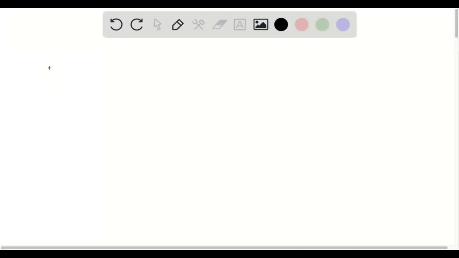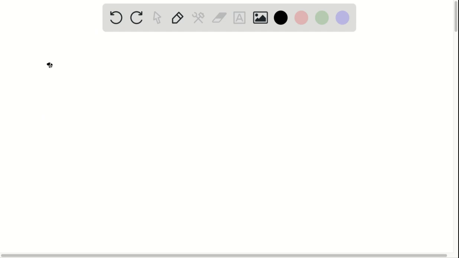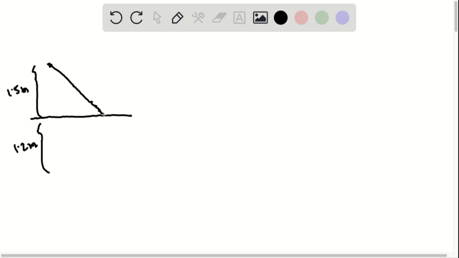You are sitting over here, and the eye is at 45 degrees. You see the acorn. This distance is 1.5 meter. And from here, the swimming pool is 1.2 meter deep. So this is where you end up seeing the acorn, but because of refraction, the light comes from here.